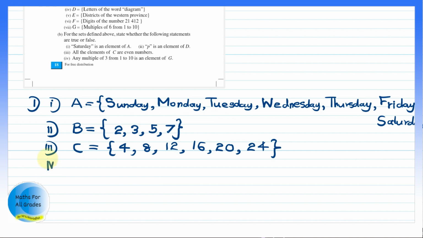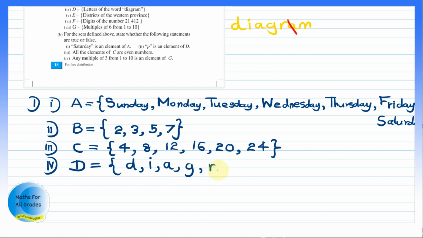Problem number 4. D is a set of letters of the word diagram. Now write down diagram in your sketch paper and check how many letters have repeated. Here A repeated twice. Let's cut one of them. Now we can write the set D equals, open a curly bracket, D, I, A, G, R, M. So these are all the letters of the word diagram.